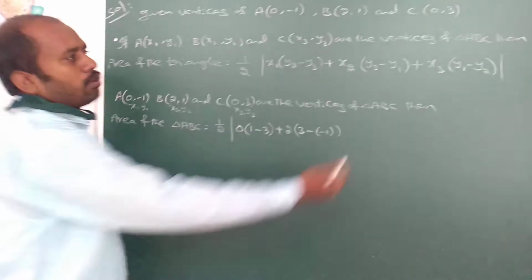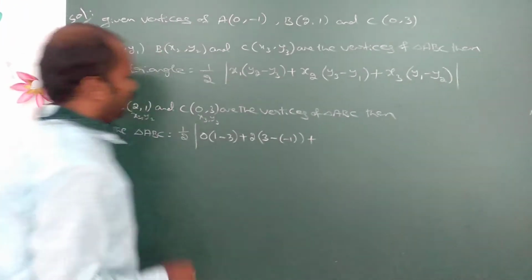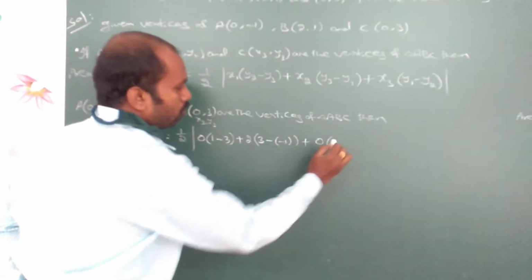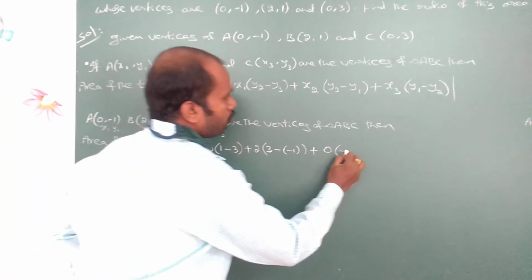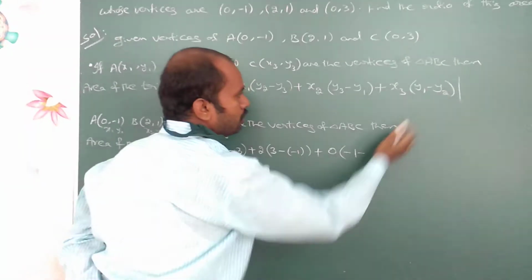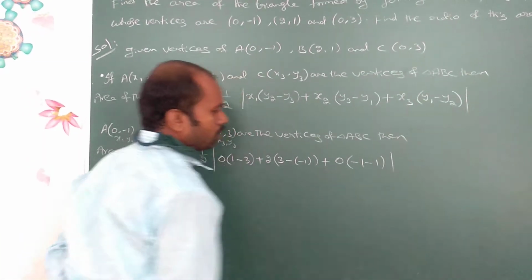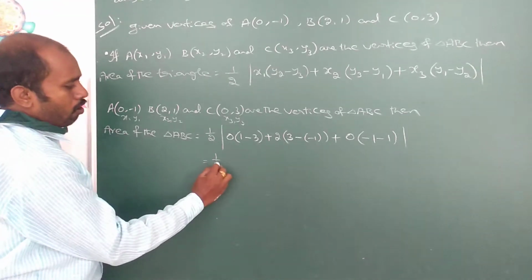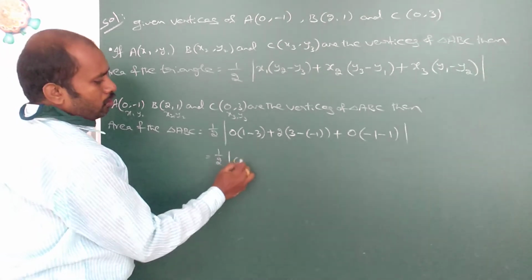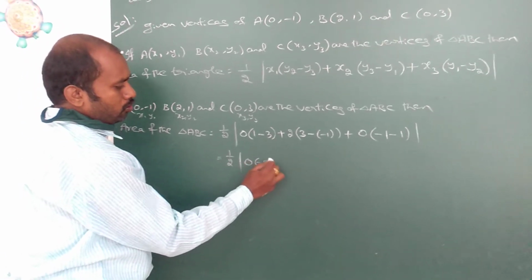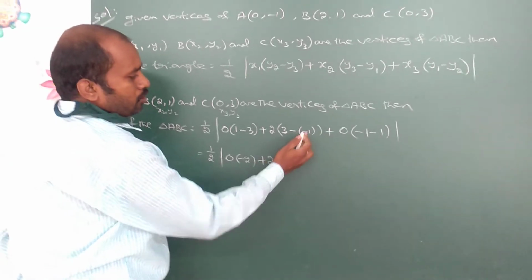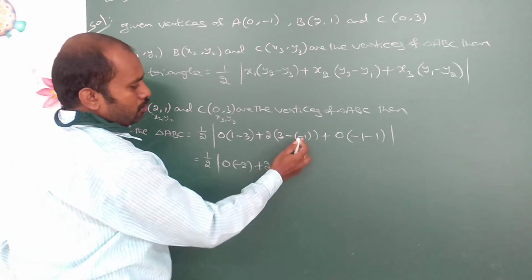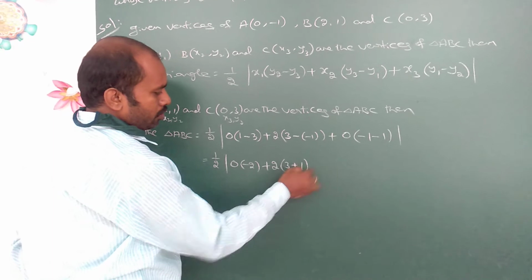Next, the third term. x3 means here 0 into (y1 minus y2). y1 is -1, y2 is 1, so -1 minus 1. Modulus close. Now simplification: modulus of 0 into (1 minus 3) means you get 0 minus 2. Plus 2 into, here in the bracket, minus into minus is plus, that is equal to 3 plus 1.